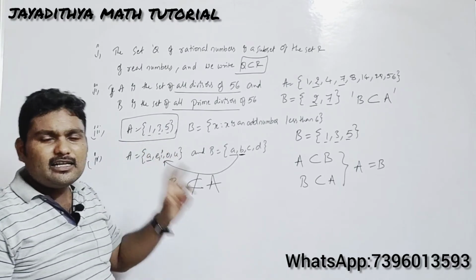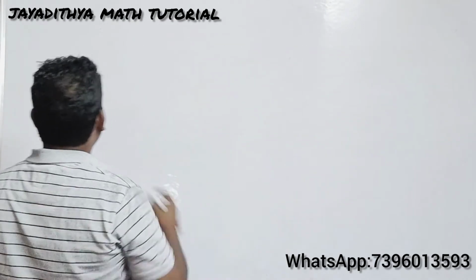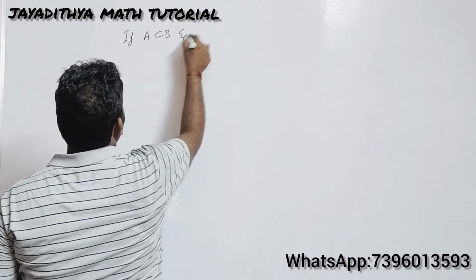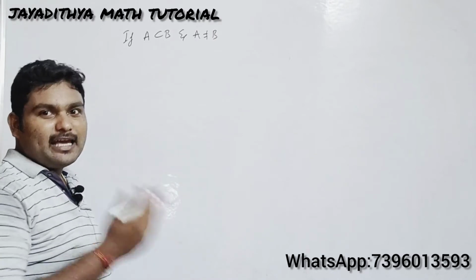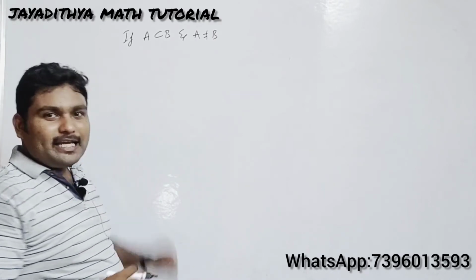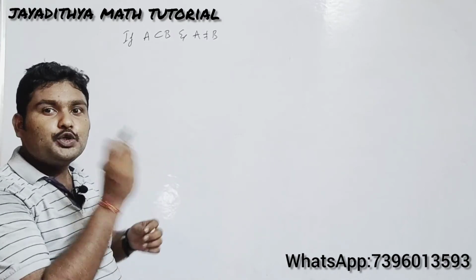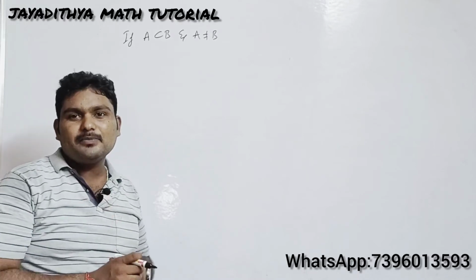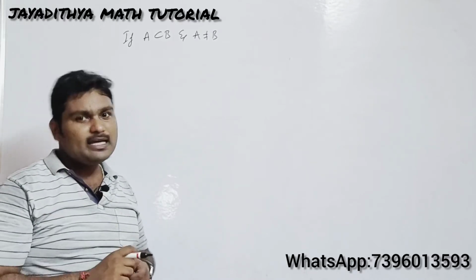So let us learn about some important terms. Let us understand one more concept here. For example, if A is a subset of B and A is not equal to B, what can you say about A and what can you say about B? Here we have two important terms. Each and every term is important. You should know the meaning of each and every term, each and every symbol also.